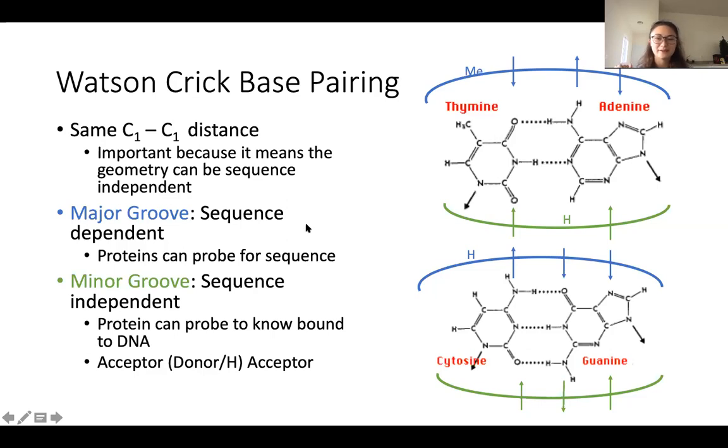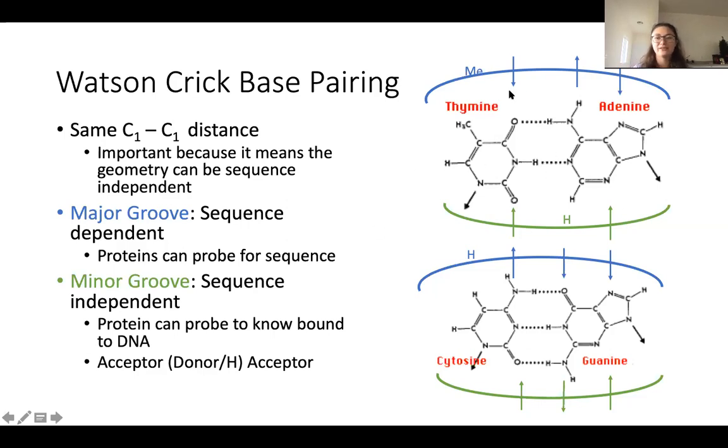The really important fact about these base pairs is that there's the same C1 to C1 distance, and I think this should be C1 prime to C1 prime. What I mean by that is that the carbon associated with the sugar is going to be the same distance apart. And so that means we can have a sequence independent geometry. DNA is not fatter in regions where there's AT bonding versus GC bonding. It is able to be the same structure regardless of what the actual bases are.